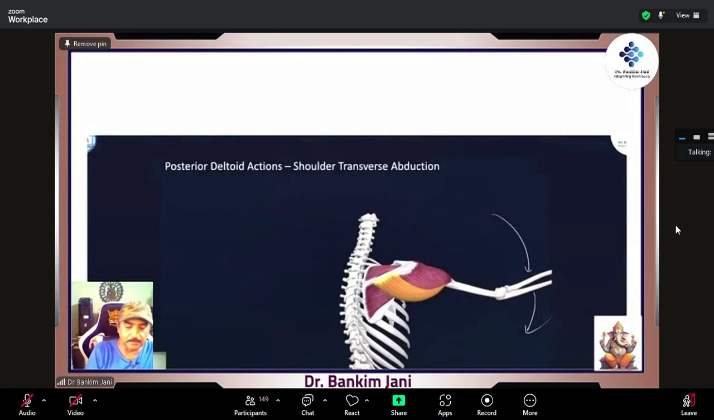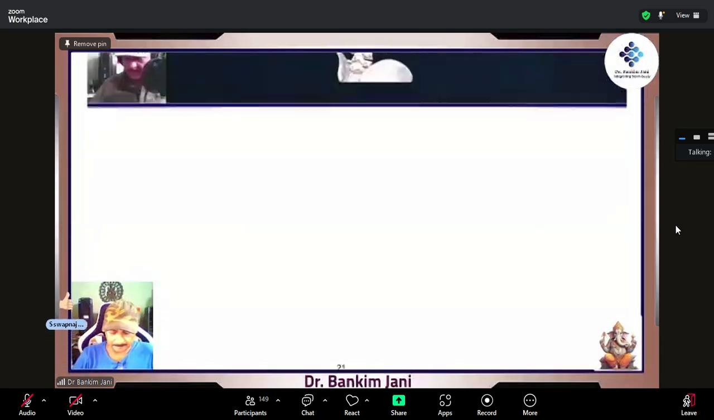And posterior deltoid, that is again shoulder transverse abduction, right? So if anterior was doing adduction, then posterior is taking it away. So that is the transverse abduction. Anterior and posterior, their actions are just reciprocal to each other.